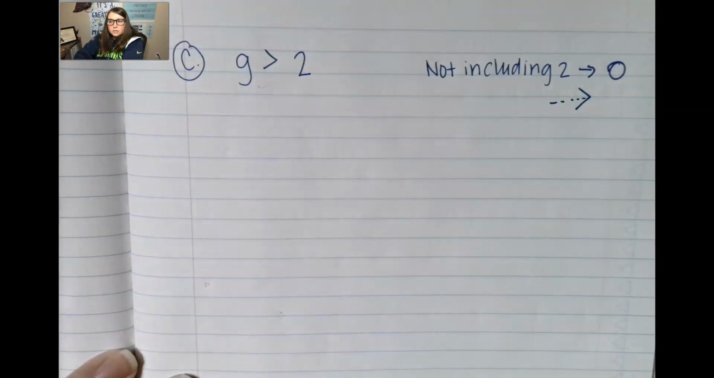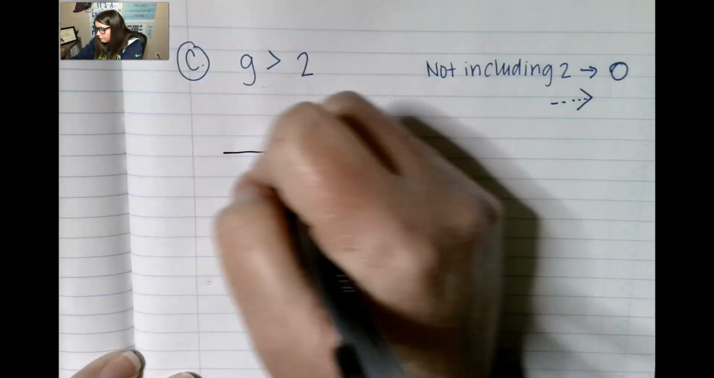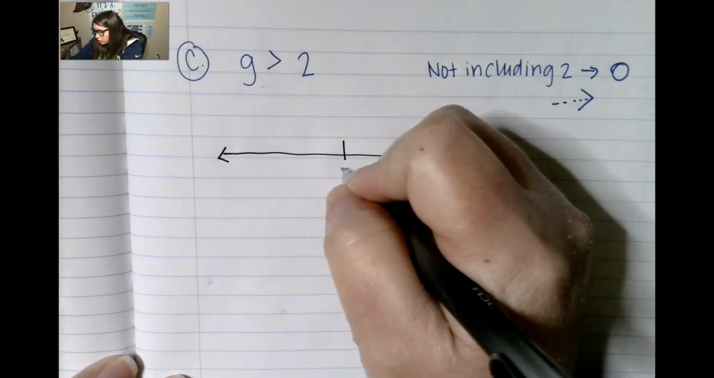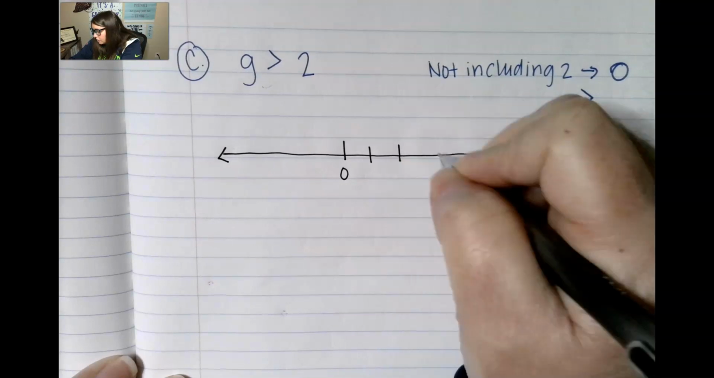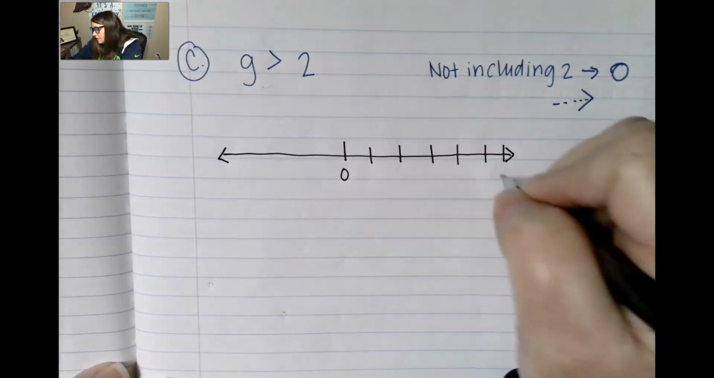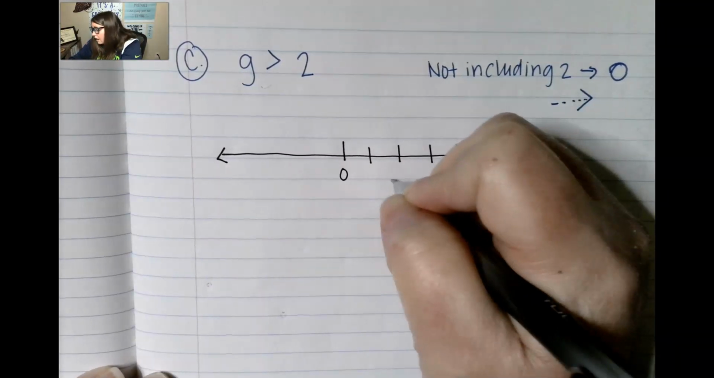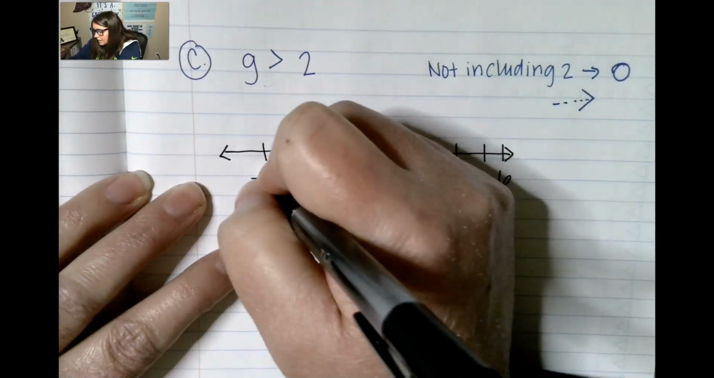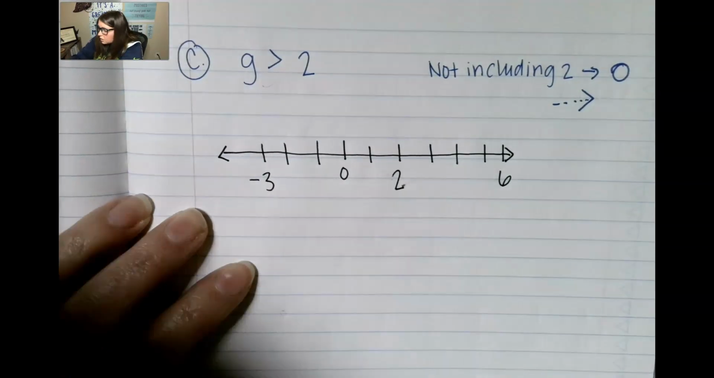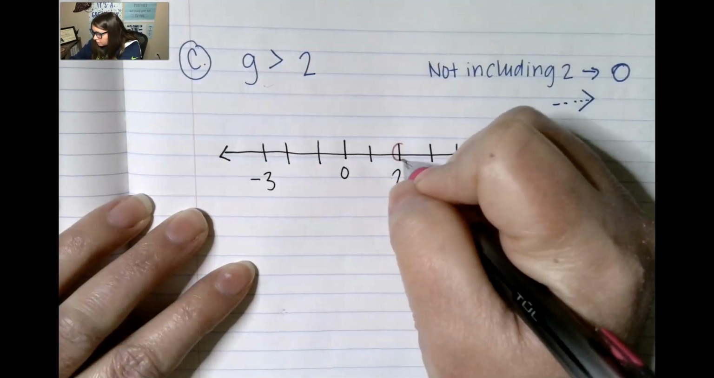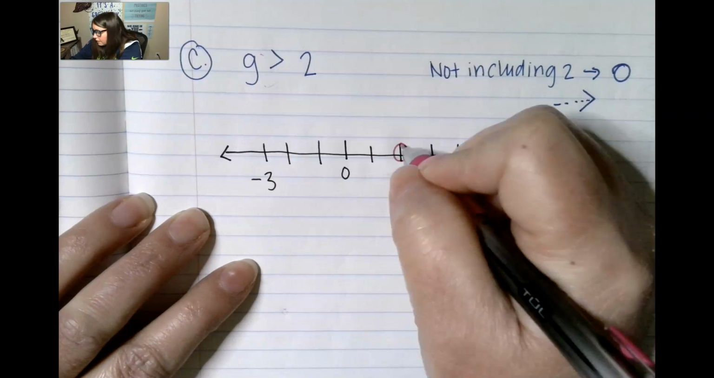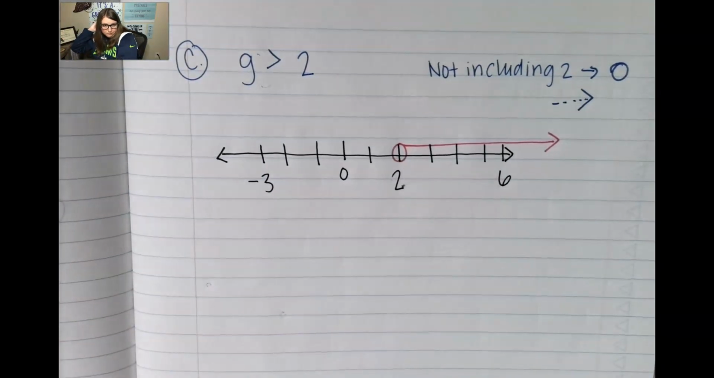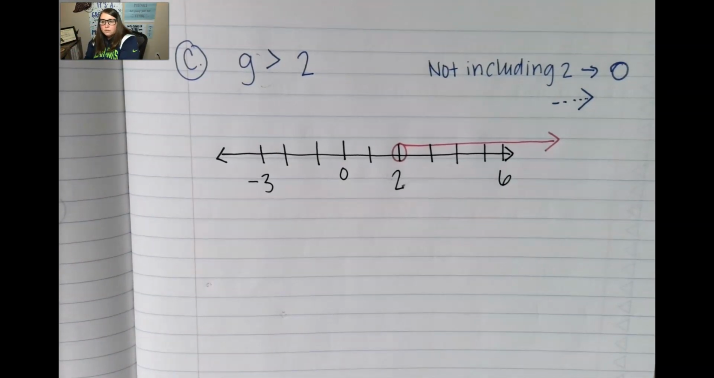So now we're just going to graph everything bigger than 2. So 0, 1, 2, 3, 4, 5, 6. It could keep going on forever, okay? We don't want anything less than 0 though. So open dot on the 2 and everything that's greater than 2. It could keep going forever. Everything greater than 2.